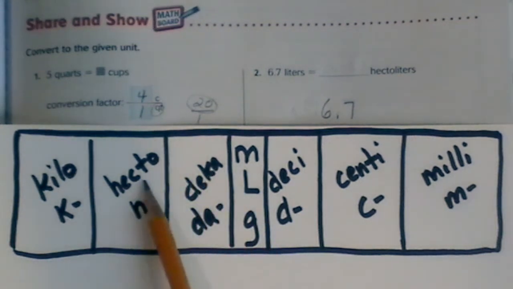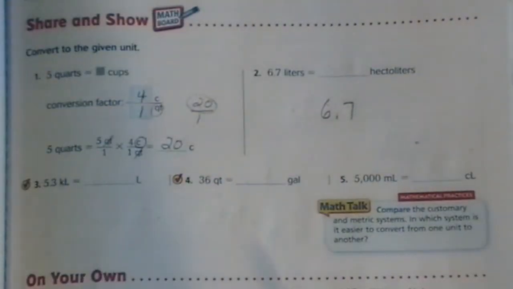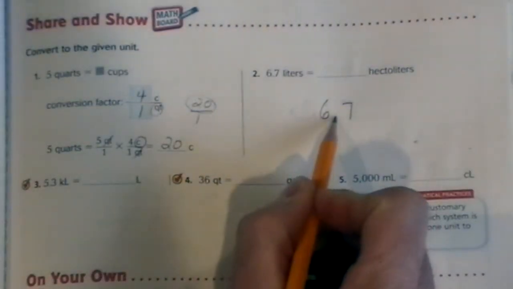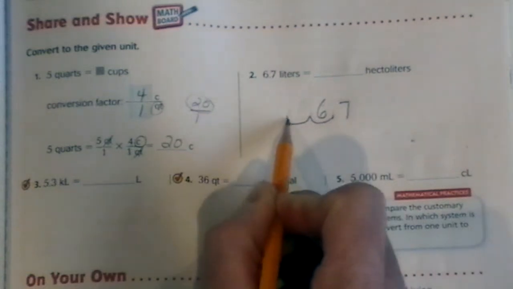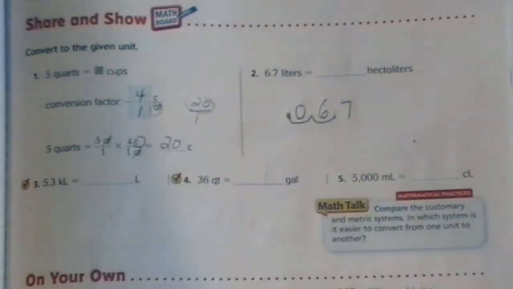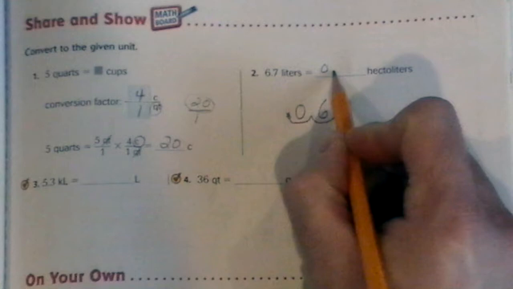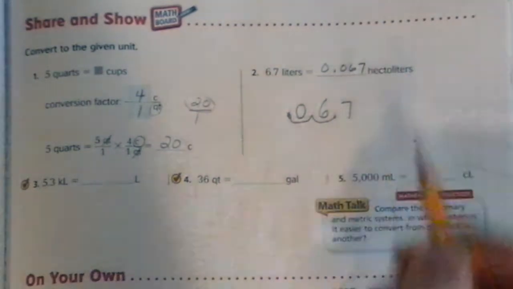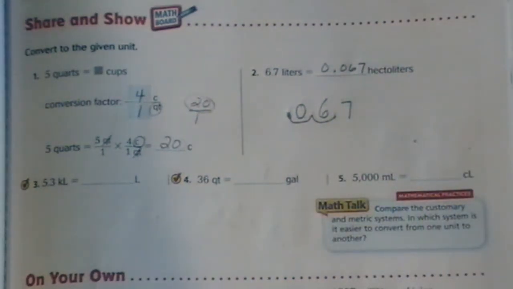1, 2. I'm going to do the exact same thing with my decimal point. Here's my decimal point. I'm going to move 2 places to the left. 1, 2. And that becomes my answer: 0 and 67 thousandths hectoliters.